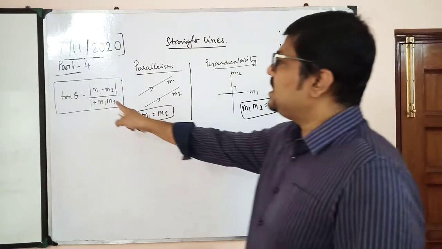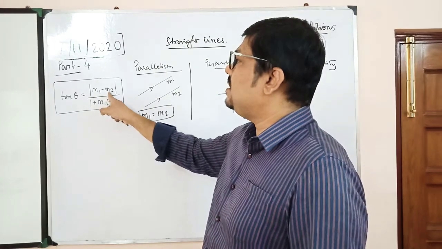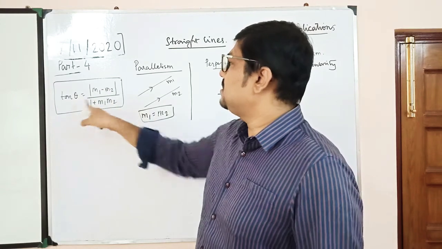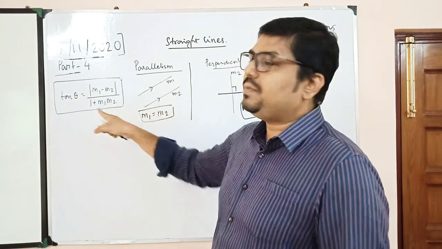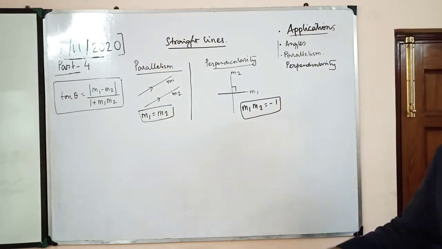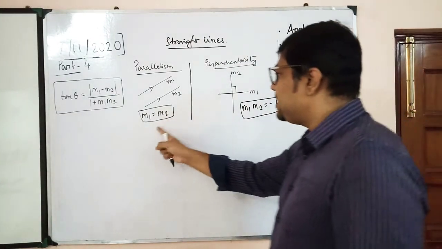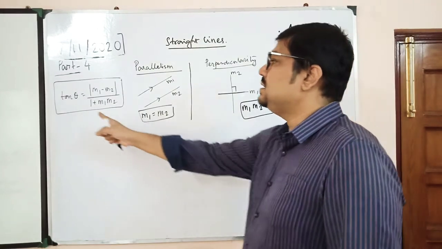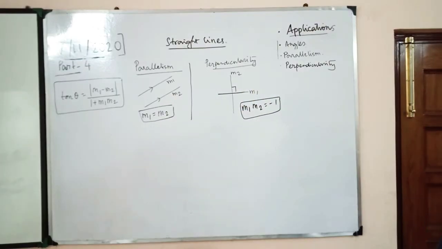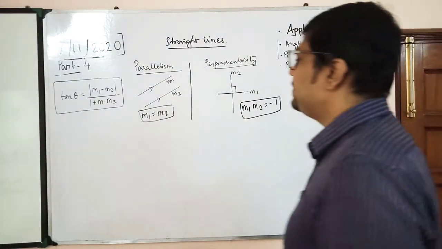And as well as this, when these two lines are parallel, how are m1 and m2 equal? Because no angle is created between them. So tan 0 is equal to 0, so m1 is equal to m2. This is how we get it. So the proof of these two is actually linked with the angle between two straight lines. That's why we are doing this.